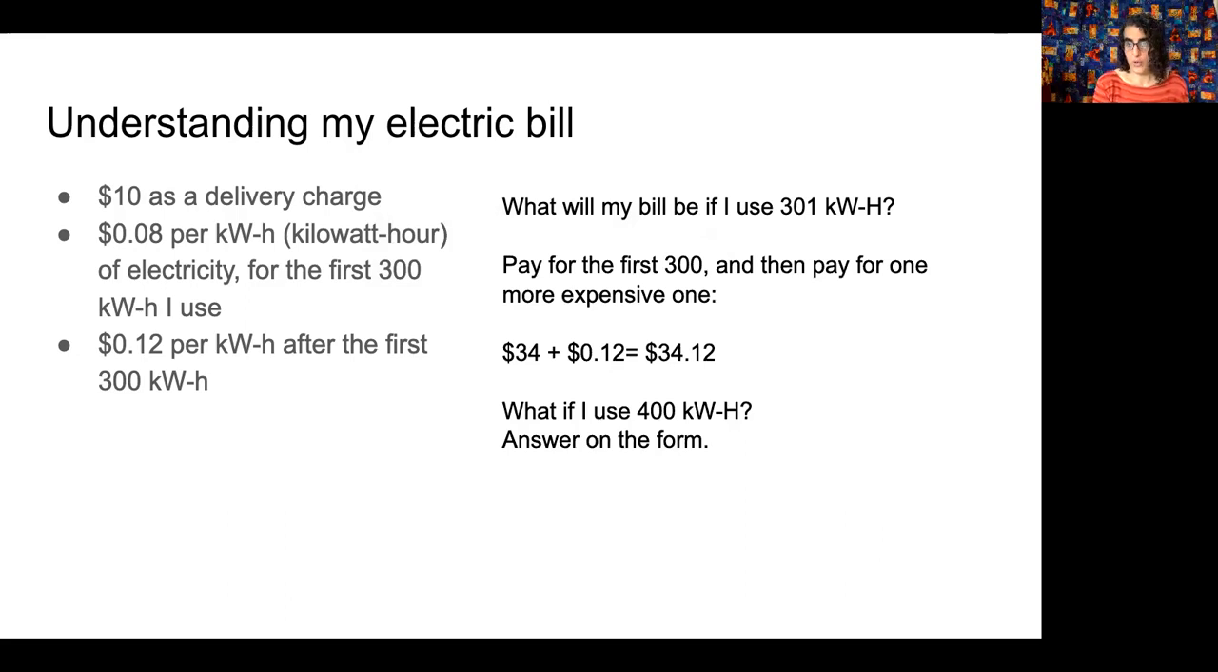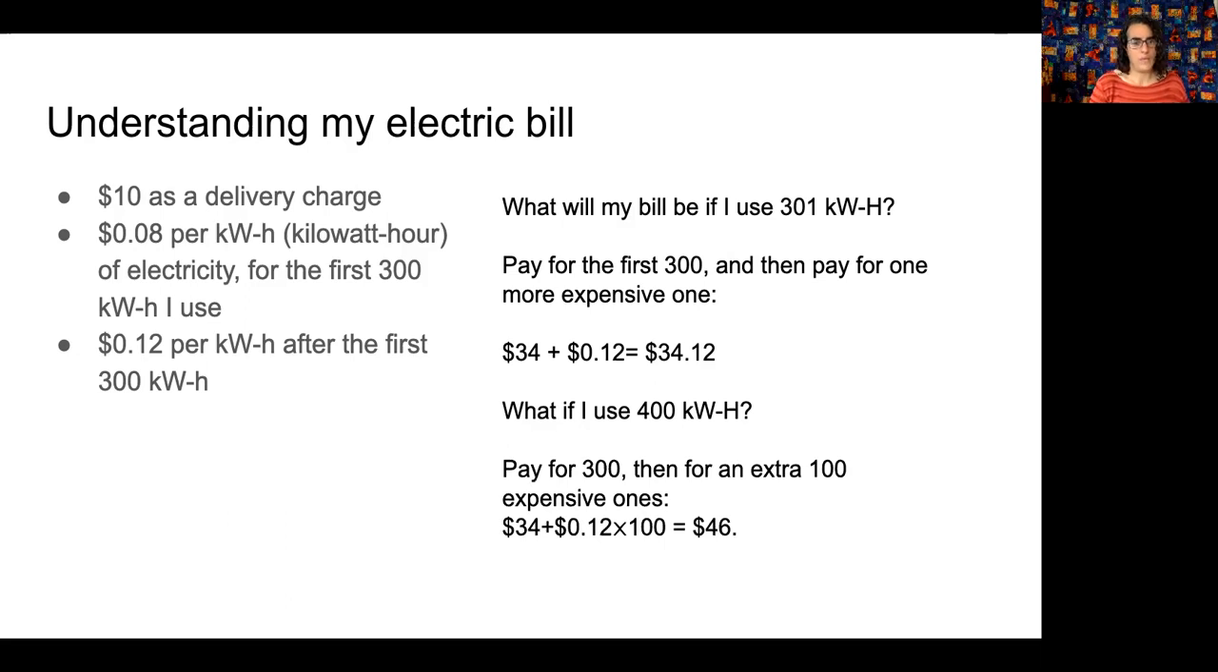I pay that $34 that we already calculated for the first 300 kilowatt hours, and then I have to pay for one more expensive kilowatt hour. That's only 12 cents because there's only one of them. So I'd pay $34 plus 12 cents, or $34.12. So now what if I use 400 kilowatt hours? I want you to do that calculation and give me your answer on the form.